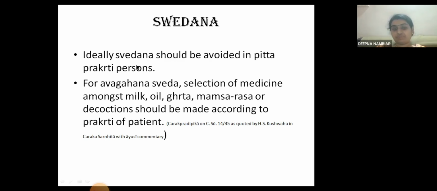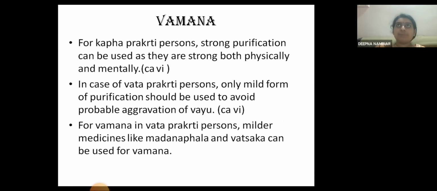Next is Vamana and Virechana. As we all know, Vamana complications will be more for Vata Prakriti persons. If the person is Kapha Prakriti with a Kaphaja Vikara and the climate is Hemanta, that is the best combination for Vamana. If the patient is of Vata Prakriti, then utmost care should be taken in doing the procedure and also in selecting the medicines, as explained here.